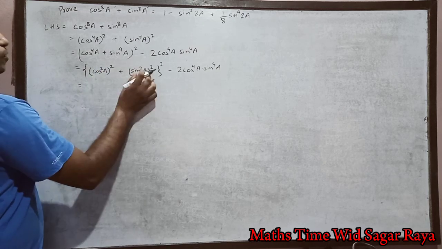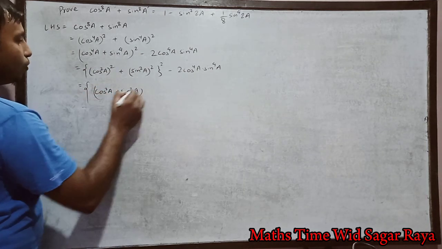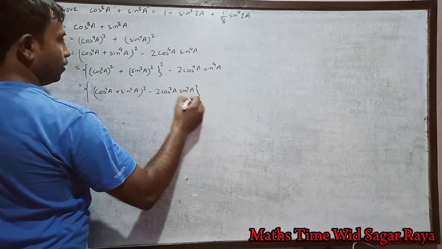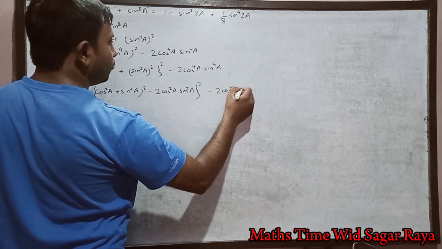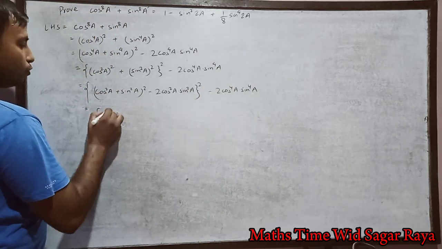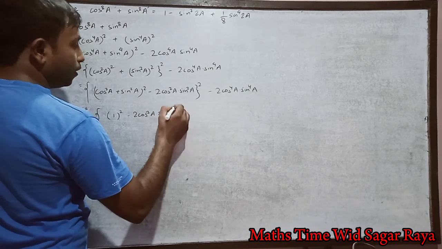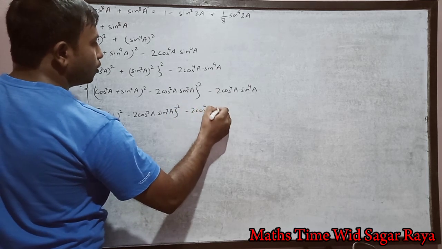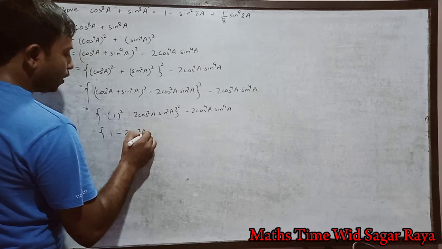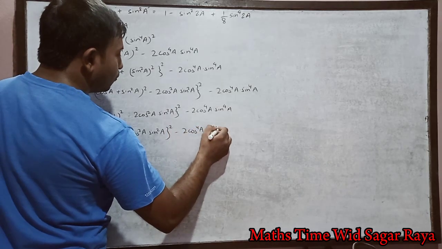Now the a² + b² formula is (a + b)² − 2ab, where a is cos²A and b is sin²A, with the whole square outside, then − 2cos⁴A·sin⁴A. Cos²A + sin²A is equal to 1, so 1 squared minus 2cos²A·sin²A, whole squared, minus 2cos⁴A·sin⁴A. 1 squared is 1, so 1 − 2cos²A·sin²A, whole squared, minus 2cos⁴A·sin⁴A.